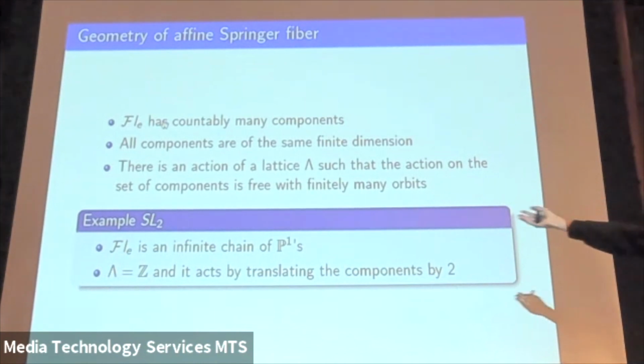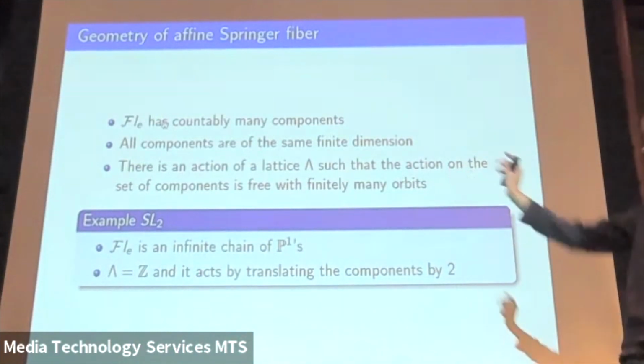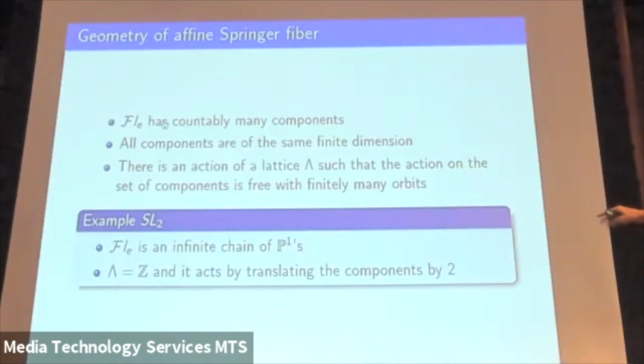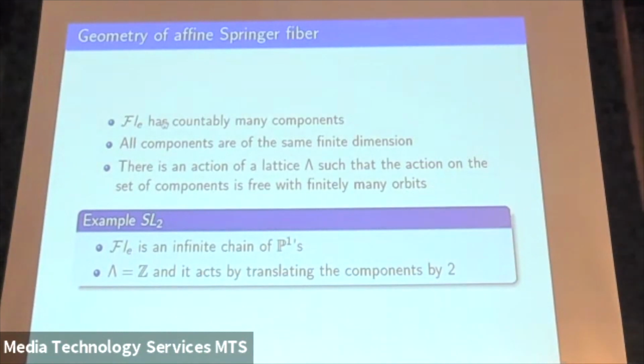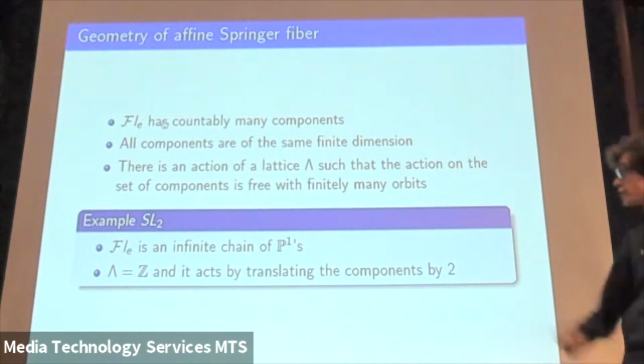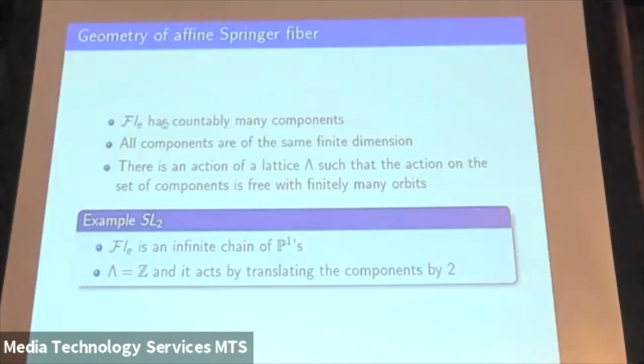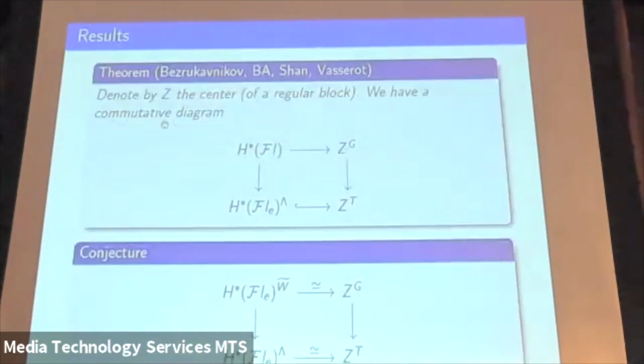And the example that I want to explain is in the easiest case, in the case of SL2. So in the case of the smallest non-trivial reductive group, in this case, it's just an infinite chain of P1s. So topologically, a P1 is a sphere. So this is an infinite chain of spheres. In some sense, it's like an infinite pearl necklace. And the translation, the lattice, is just the integers. And it turns out it's translating by 2 pearls, so to speak, as opposed to 1. So this is the space that's going to be relevant.